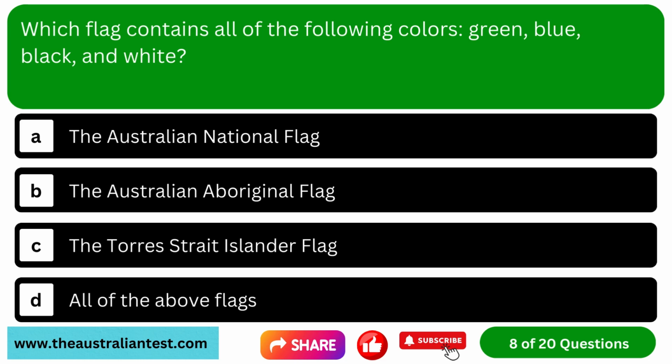Question 8. Which flag contains all of the following colors: green, blue, black, and white? Option A. The Australian national flag. Option B. The Australian Aboriginal flag. Option C. The Torres Strait Islander flag. Option D. All of the above flags.